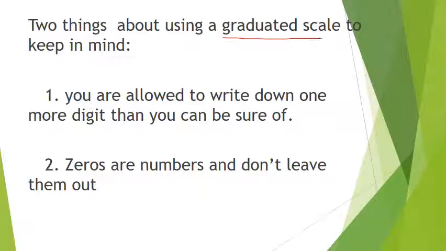Okay, so when you have a graduated scale or analog scale, there's a couple things to keep in mind. You are always allowed to write down one more digit than you can be sure of. So if the scale is in tenths, you can go to the hundredths. The other thing is zeros are numbers, especially at the end. So if it's 8.10, that's a real 0. Zeros are real numbers. Don't forget those poor children, the children of the zeros.